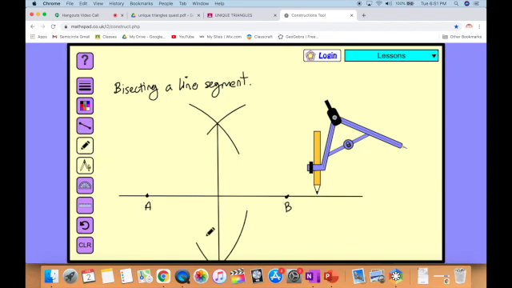Now notice something. You didn't only cut this line exactly in two, but you also constructed a 90 degree angle. So this here is called a perpendicular bisector. It's a bisector, it cuts the line exactly in half, and it's also perpendicular, meaning it is at a right angle to the line.